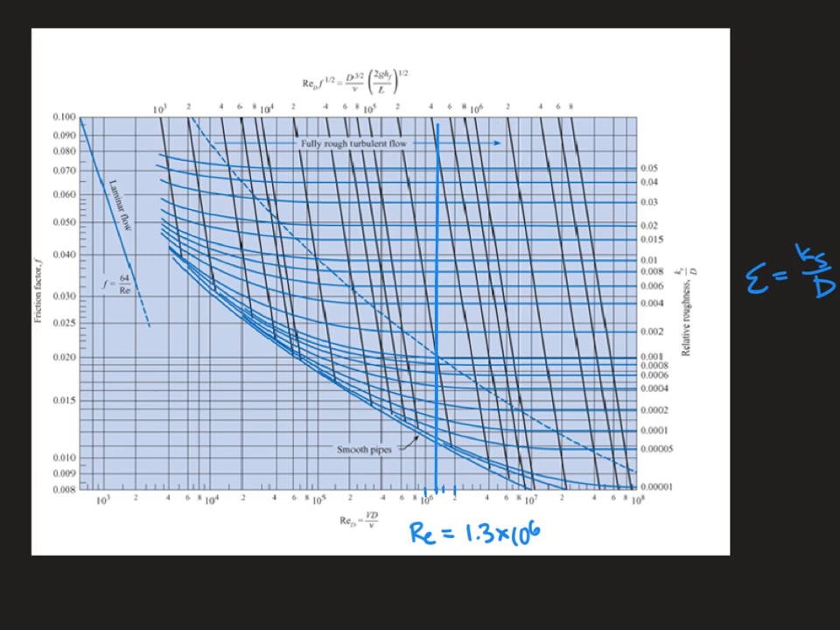Okay, now for the relative roughness, we've got a Ks over D. So our equation is epsilon equals Ks over D. So this is epsilon.